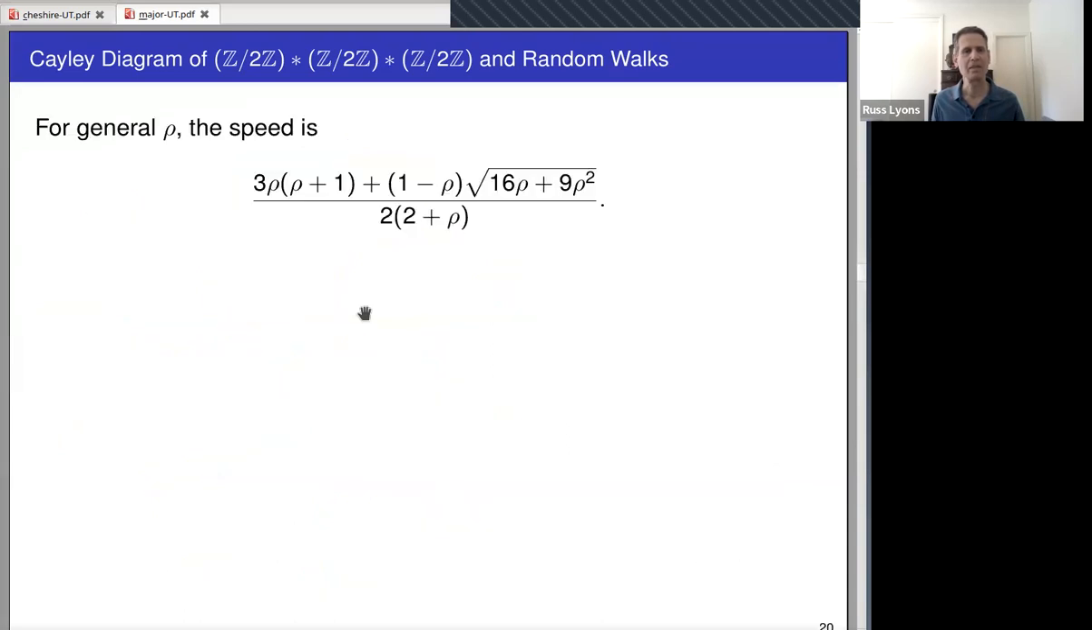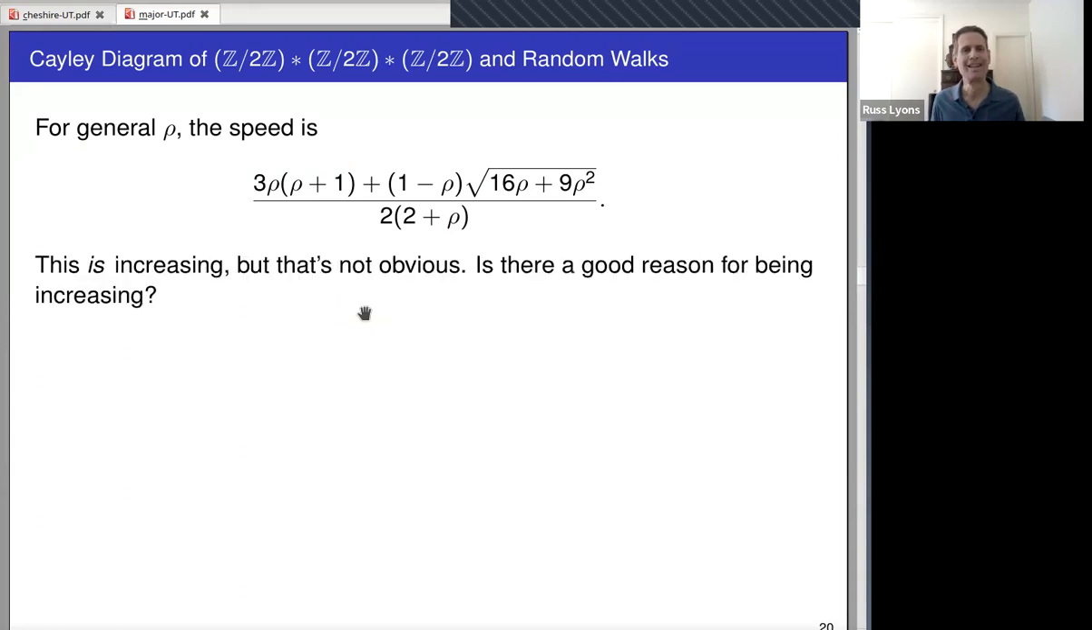That's the question. Well, here it turns out you can work out the formula for general rho, and this is the speed. Now, this is not obvious whether it's monotone at first sight or even after a few minutes, but it is. But that's not a very good explanation. So is there a good reason that the speed is actually monotone increasing in rho?